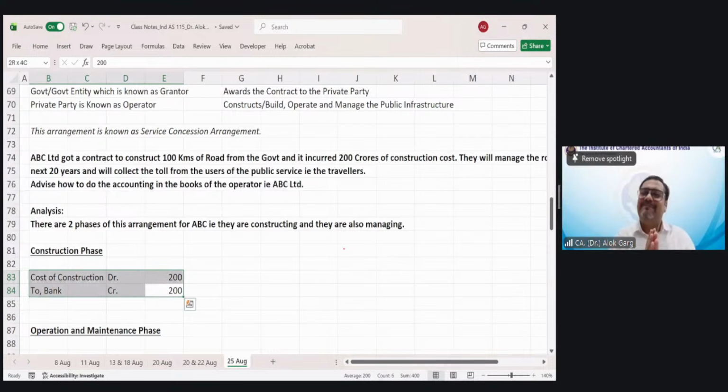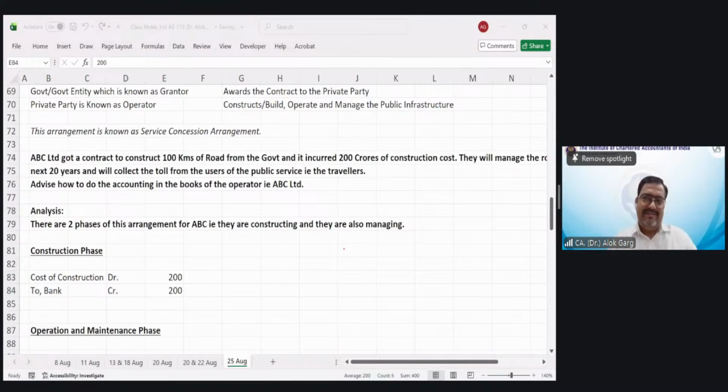My dear friends, this entity has two options. This entity has incurred 200 crores right now, and this entity will also incur costs in the maintenance of the toll plaza. You have seen people sitting at toll, collecting toll, and regular maintenance work going on the highway. So this entity will incur the construction cost and also the operation and maintenance cost. In return, the government will provide the consideration in two ways.